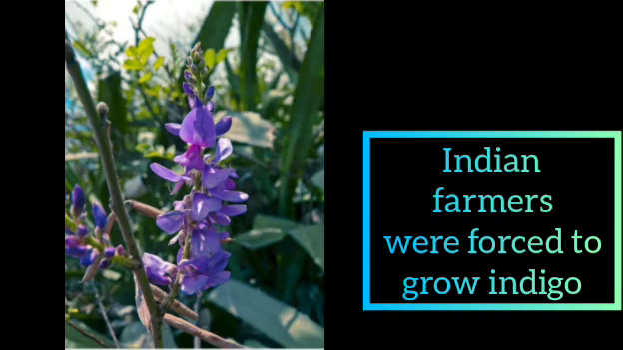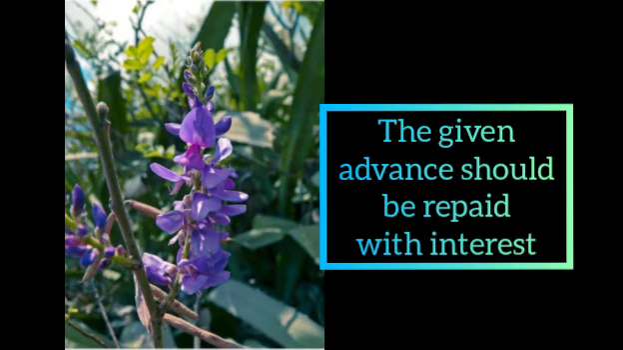This system was oppressive. Indian peasants were forced to grow the crop. The British planter gave the cultivator a cash advance. This advance should be repaid with interest. The British planters forced the peasants to grow indigo rather than food crops.